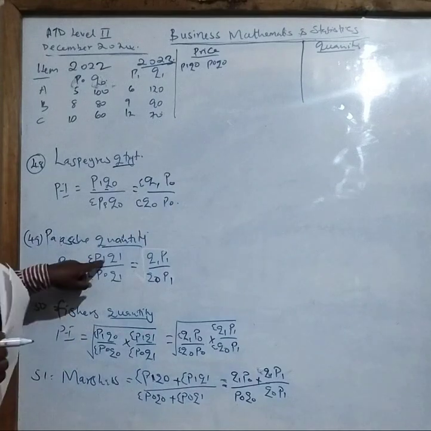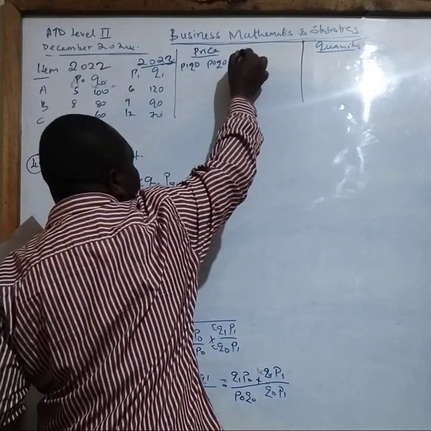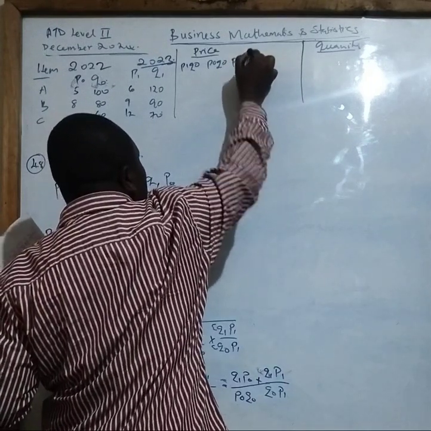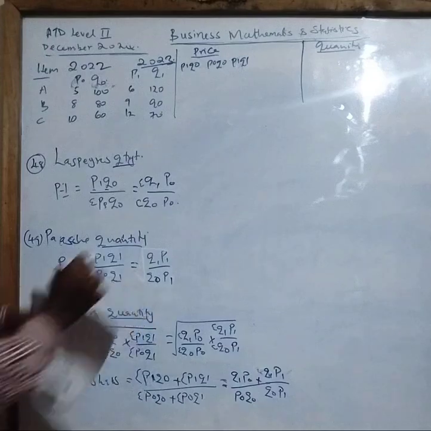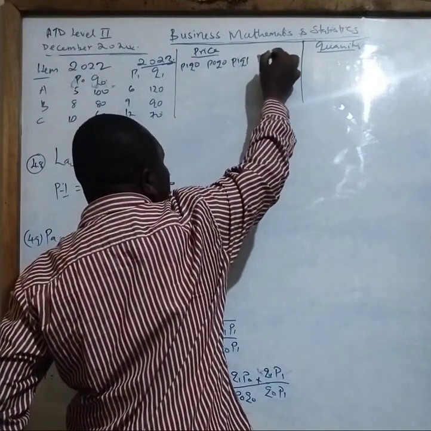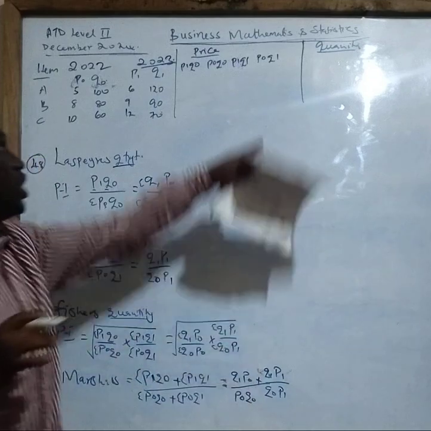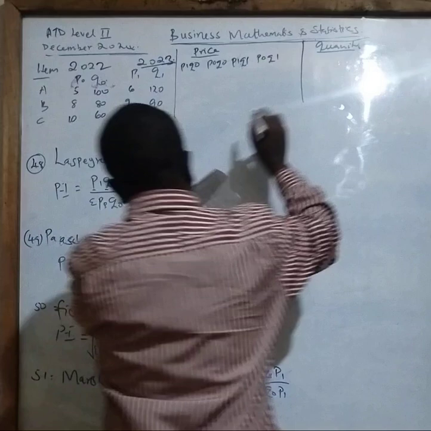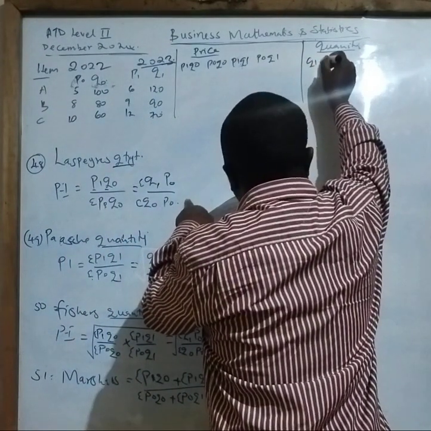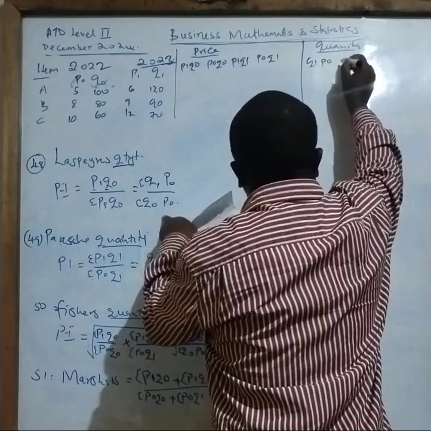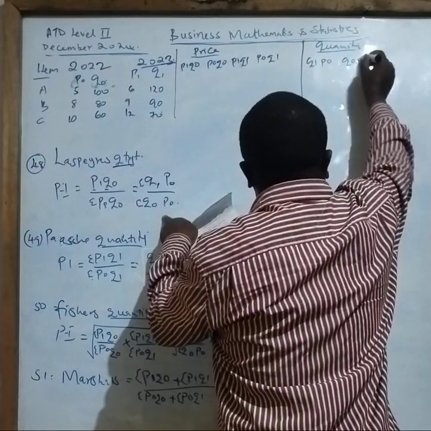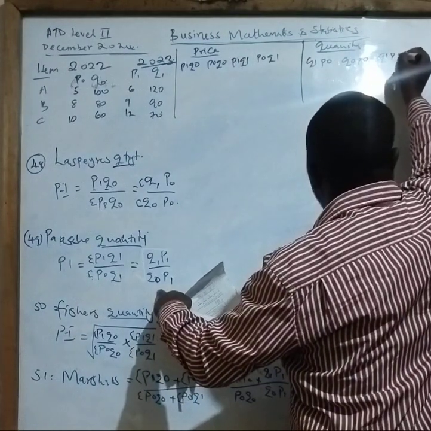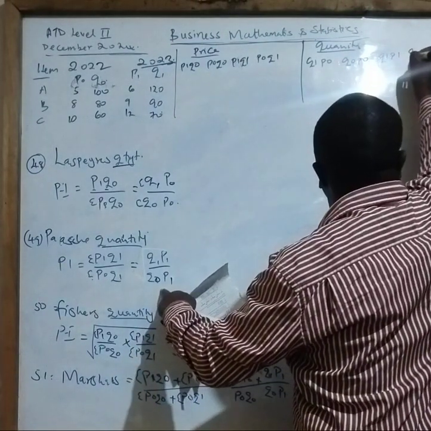Then I go to the second, p1q0, p1q0. Then our denominator is p0q0. I also go to the quantity, that is on the quantity part. This one now. The first part there is q1p0, then q0p0. Then I come to this q1p1, and then q0p1.